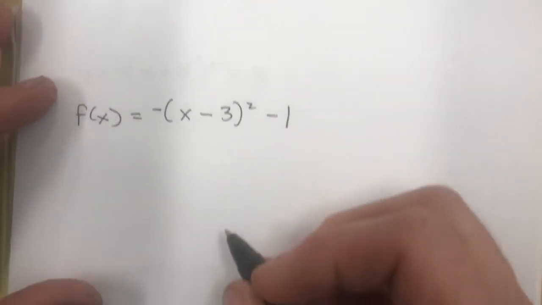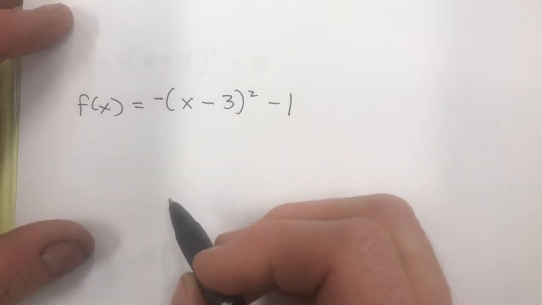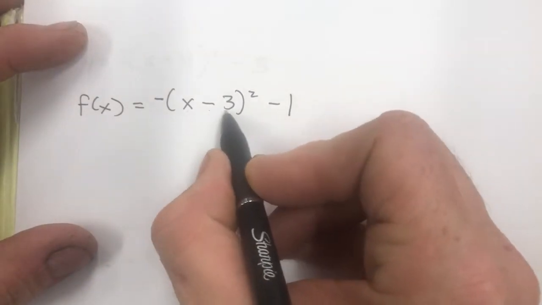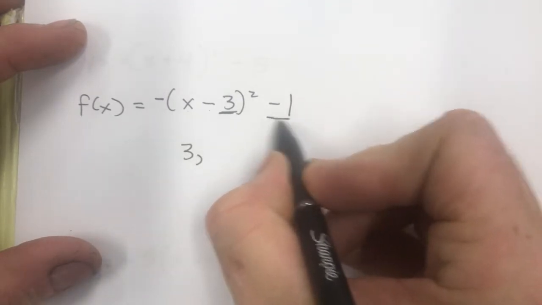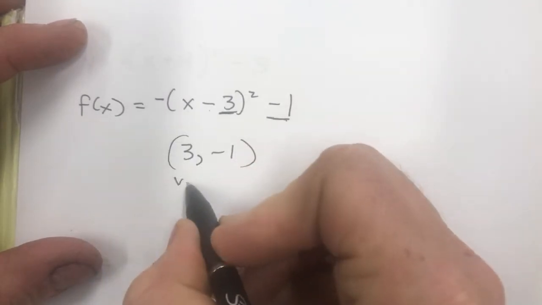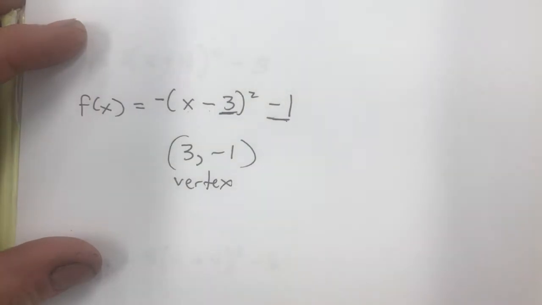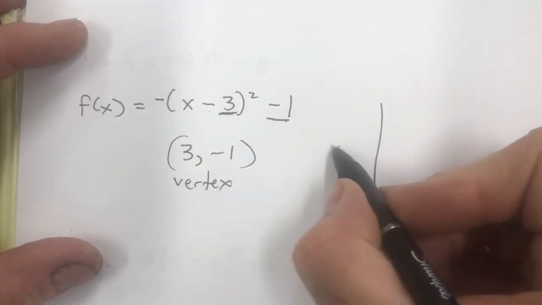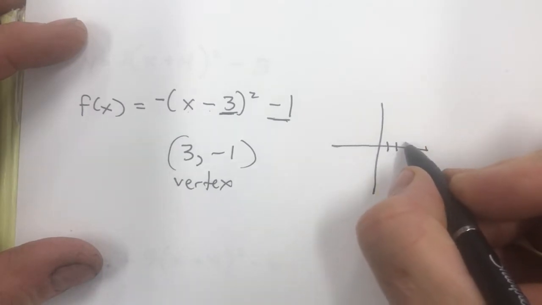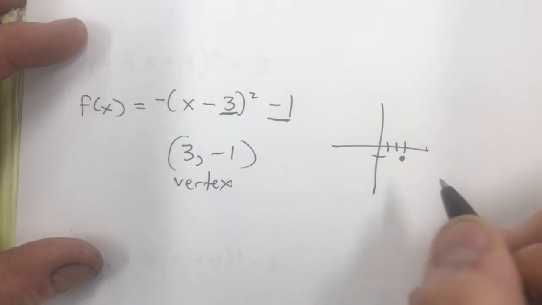Now, here's another one. All right, so it's x minus h right here. So there's my x value of the coordinate. There's my y value right there. This is my vertex. There's my vertex right there. Which means in the parabola here, at 3, negative 1, here's my vertex.